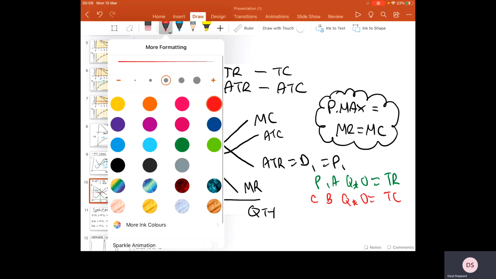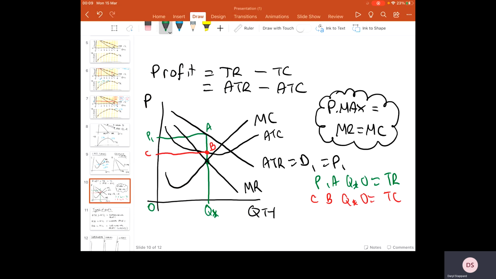Now think about what that means. This firm is generating profit equal to this green shaded area here. So that is the revenue above the cost of production. So we can see here the profit that is generated by the business.